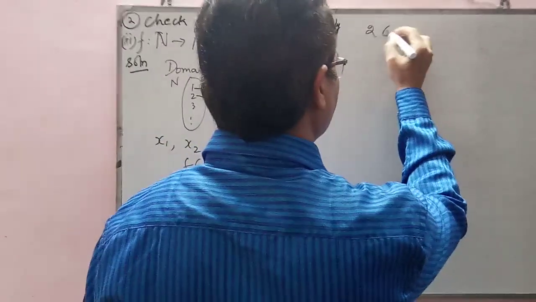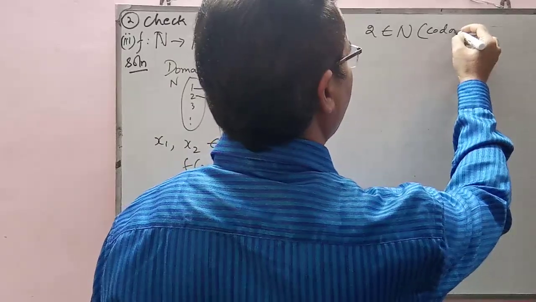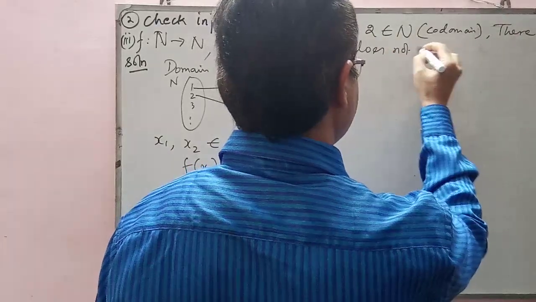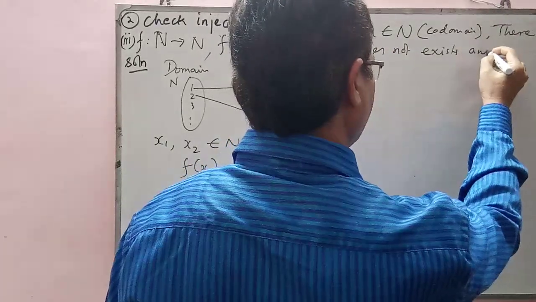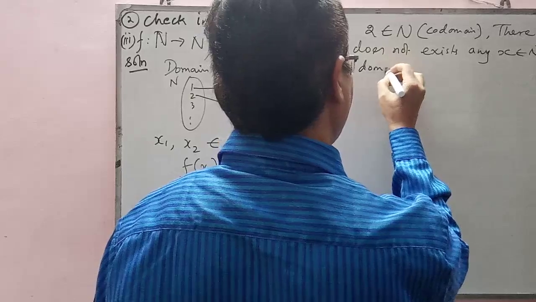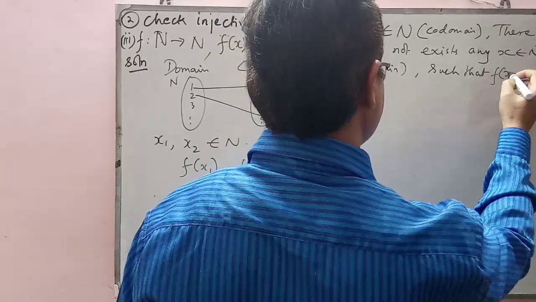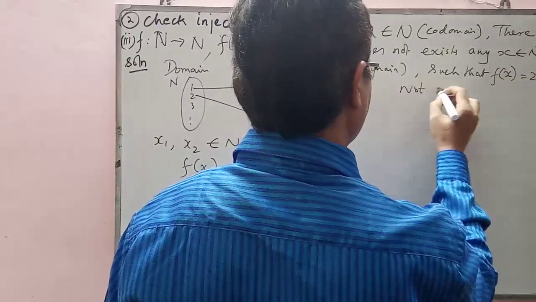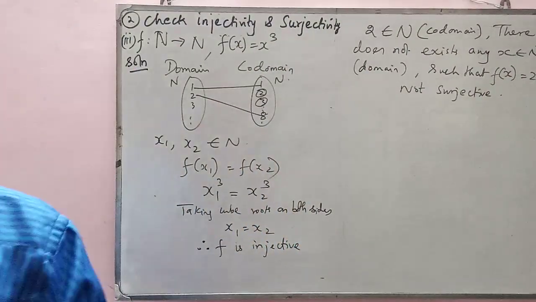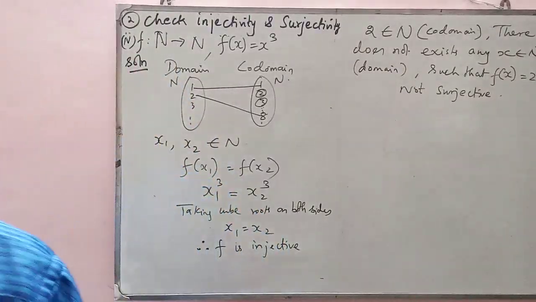So take one element, the same story. 2 belongs to N, here N is the codomain. Write down: there does not exist any element x belonging to N, where N is the domain, such that f of x equals 2. So it is not surjective. This completes the fourth part of the same question. Okay, it's completed. Now we go for the fifth part.